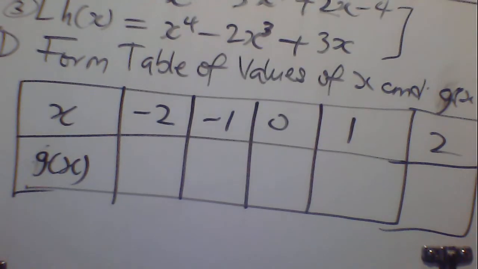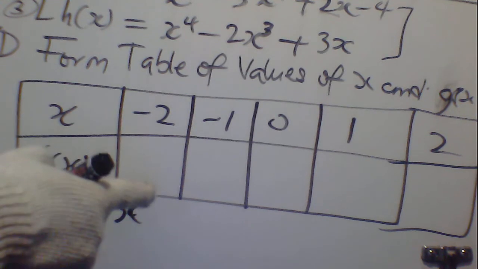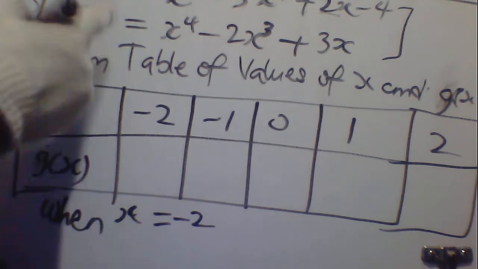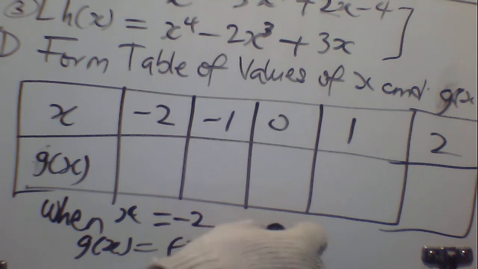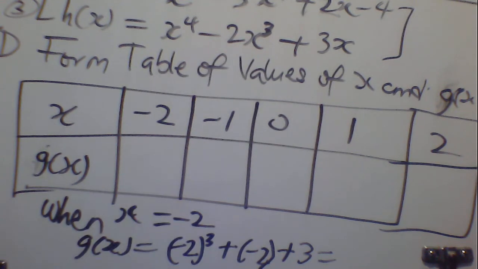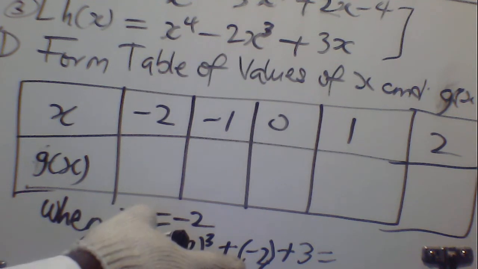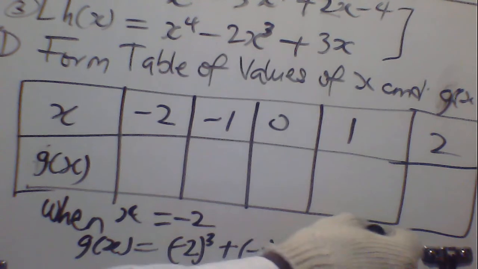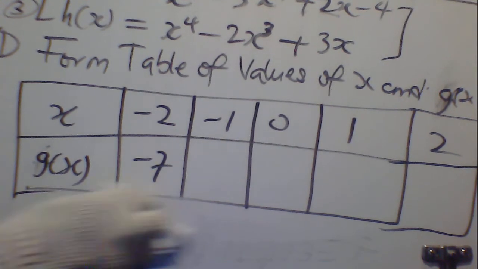So we can proceed. When x is equal to minus 2, the function g of x will be equal to minus 2 raised to the power 3 plus minus 2 plus 3. So g of x will be equal to minus 8, minus 8 minus 2 will give us minus 10, minus 10 plus 3 will give us minus 7. So this is minus 7. We have found the first one.